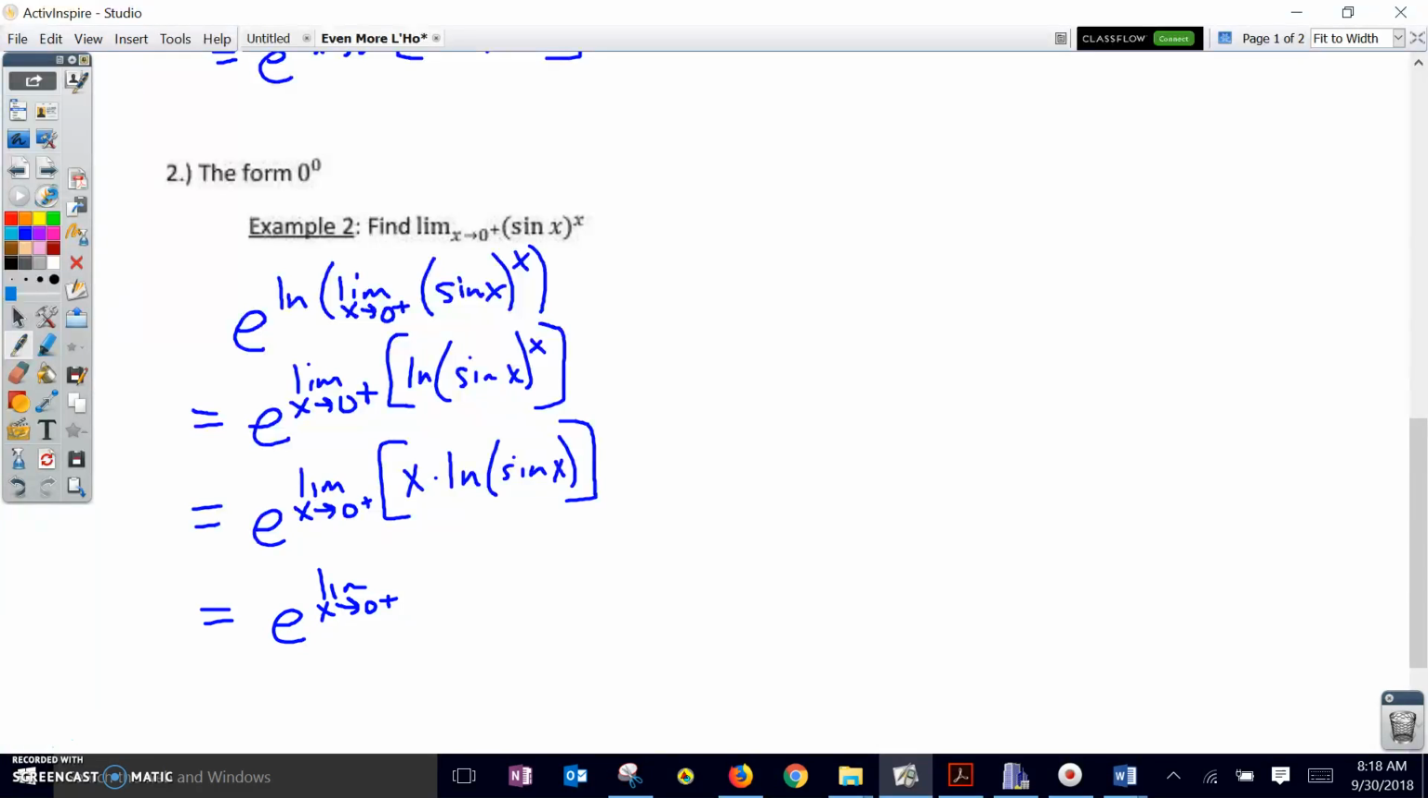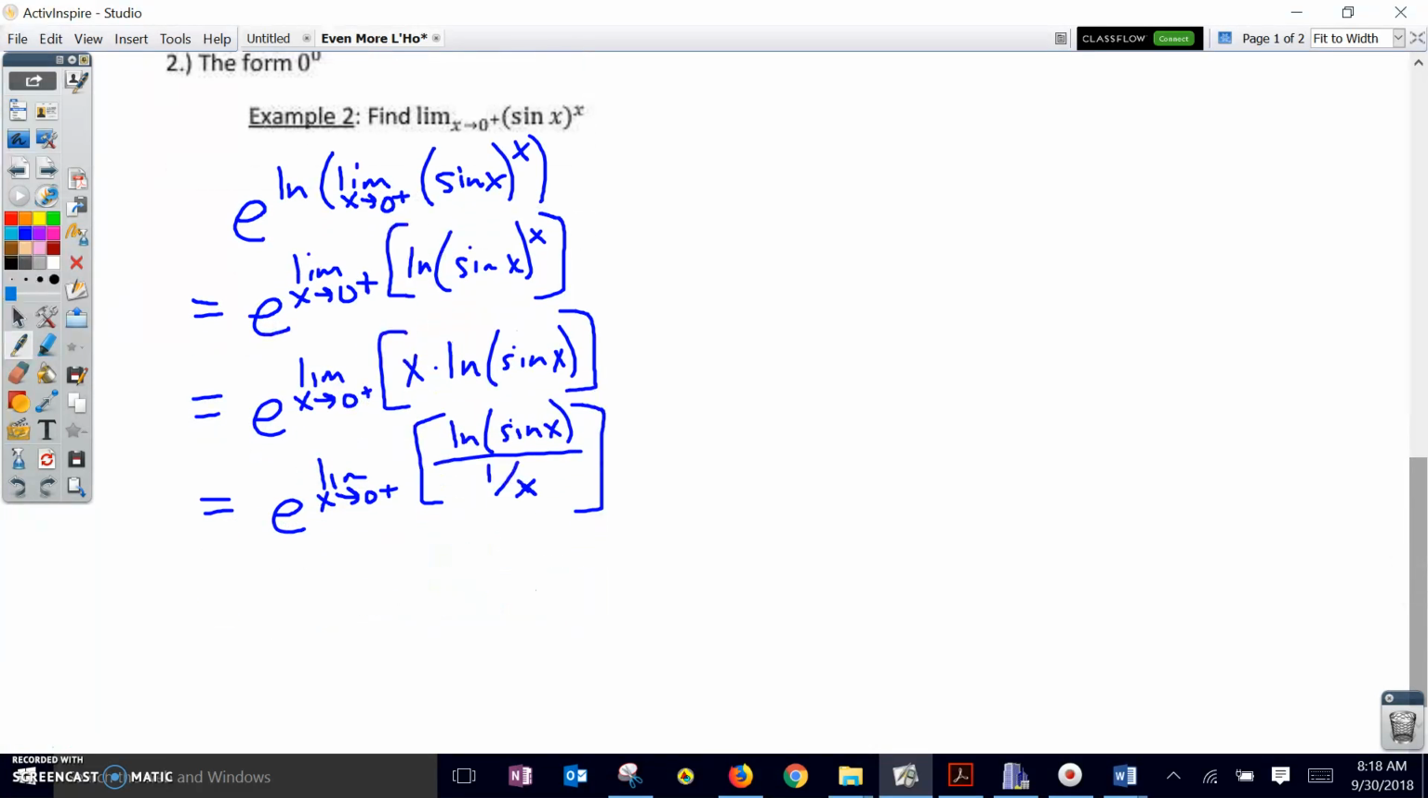And then, since I can't really do anything with the natural log of the sine as far as simplification, I'm going to bring 1 over x into the denominator, since that's the same thing as multiplying by x. And now we have something that goes to infinity over something that goes to infinity, and we'll apply L'Hopital's rule.